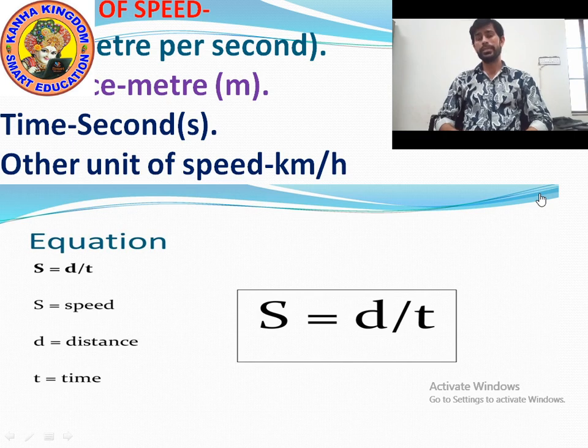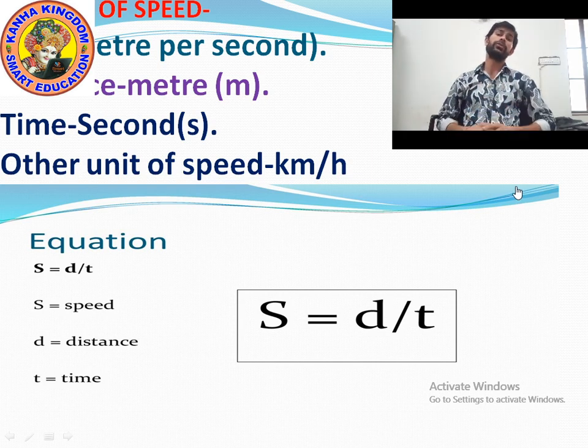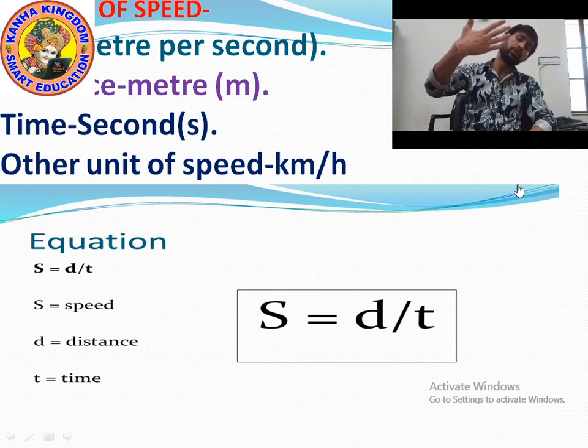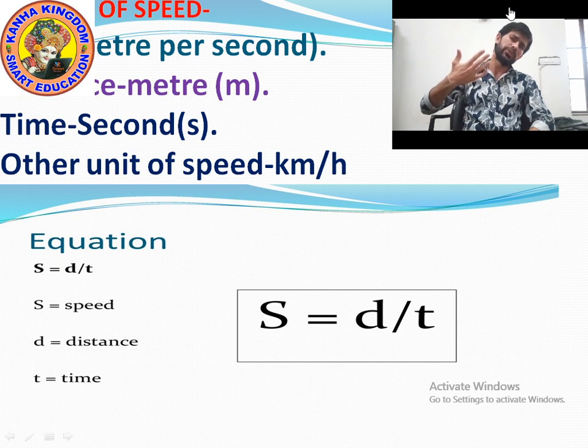Another unit of speed is kilometers per hour. When we talk about the speed of a train, like a bullet train or any kind of train, then we say the train was moving with the speed of 30 kilometer per hour. But nowadays the bullet train is so fast, it moves with the speed of 200, 300, 400 kilometer per hour.